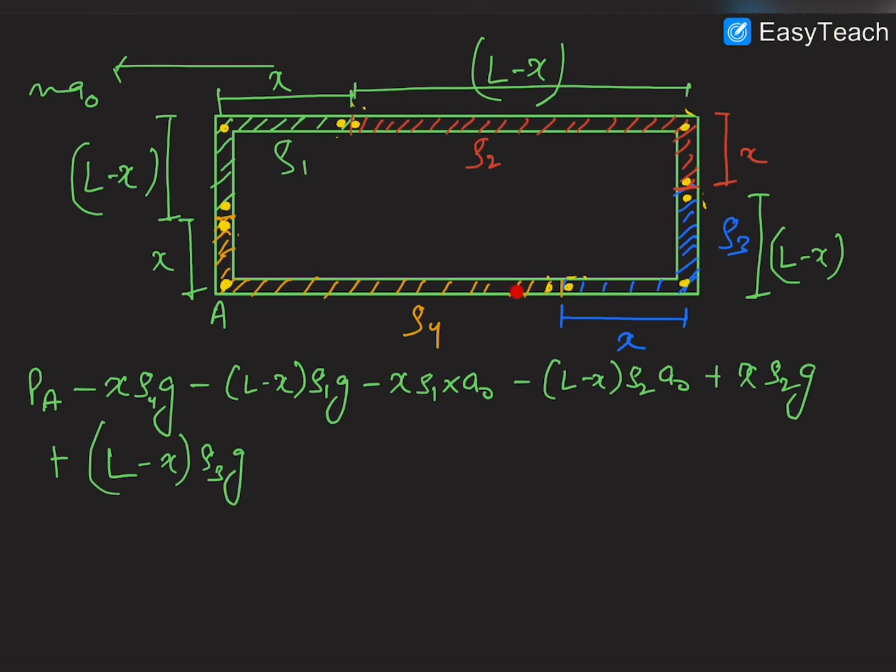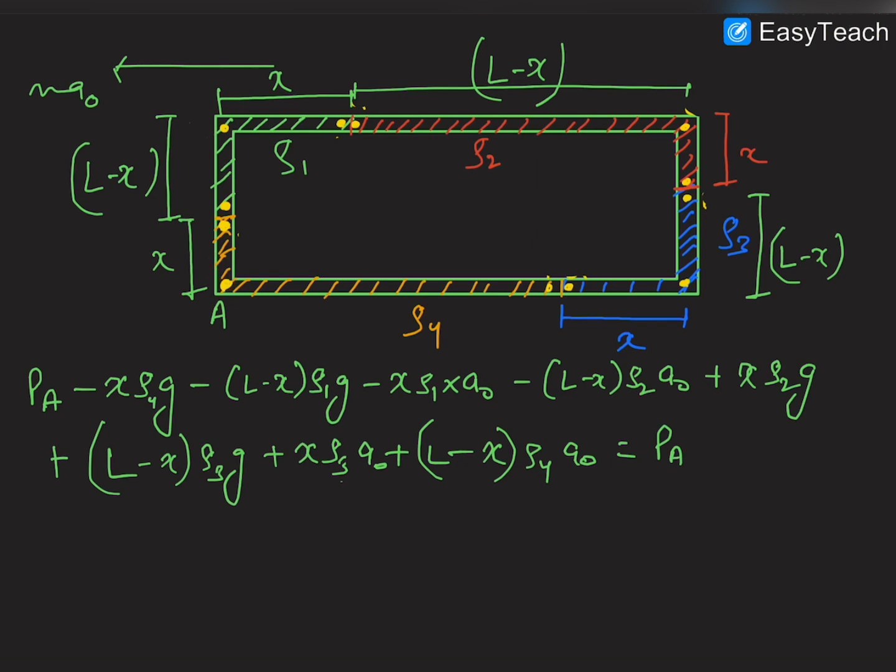While moving in this direction, we are moving in the direction of pseudo force, so pressure will increase. So it would be plus X into rho 3 into A naught. And while moving from this point to this point, pressure will again increase. So it would be L minus X into rho 4 into A naught. And that would be equal to PA, because we have again reached this point A.